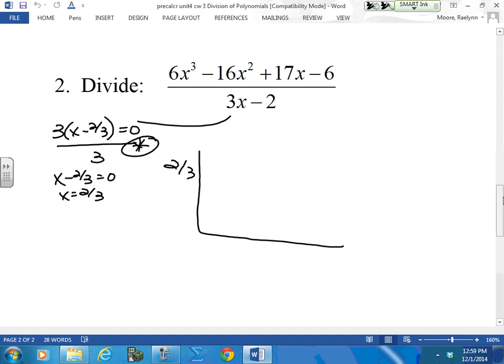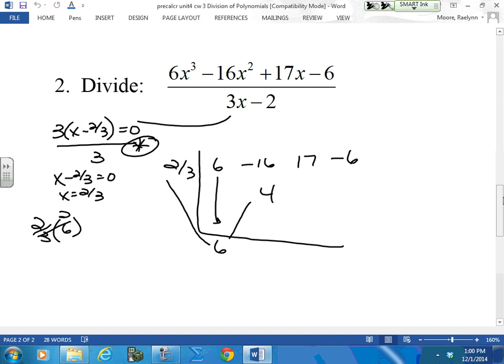Now we pull out your coefficients. What would they be? 6, and then 16, 17, -6. Good. Okay. Now notice, we don't have a starting point, so we drag this one down. And we go left to right. You're coming from the left, going to the right. 2/3 times 6, and we put it to the right. 4. So 3 goes into 6 2 times, 2 in the numerator, 4. 2 times 2 is 4.